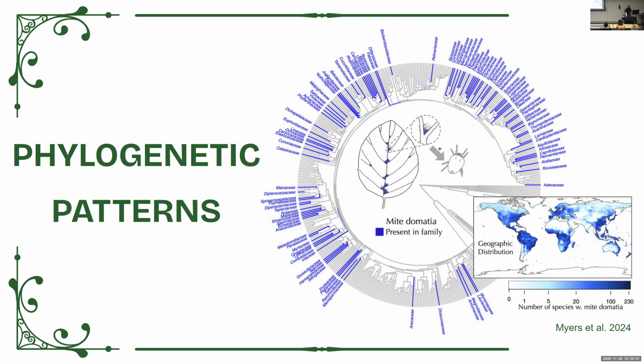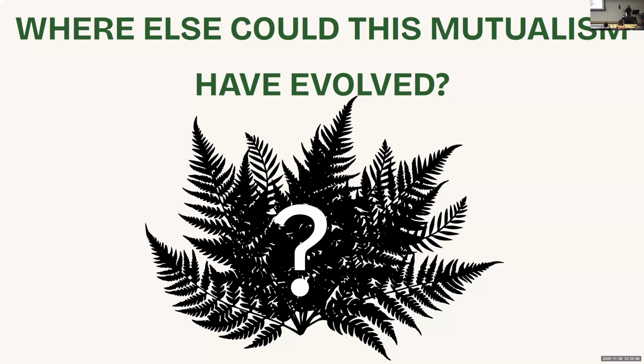And when I say that Domatia have evolved multiple times, they have actually evolved an estimated 600 times in angiosperms, which is really crazy to think about. But if they have evolved so many times and are so highly convergent within angiosperms, this leads to the question, could other groups facing similar selective pressures also evolve this trait? And where else could this mutualism have evolved?